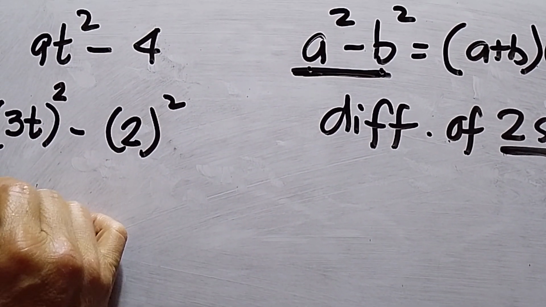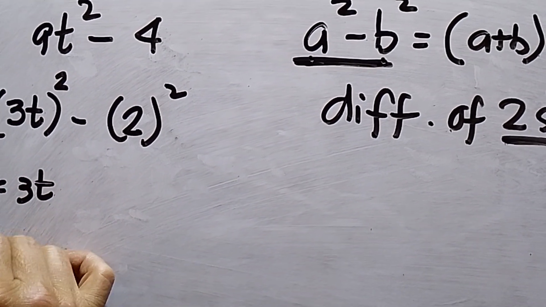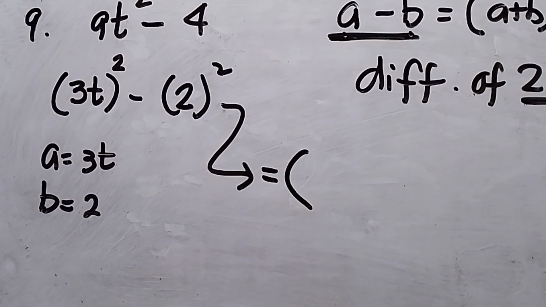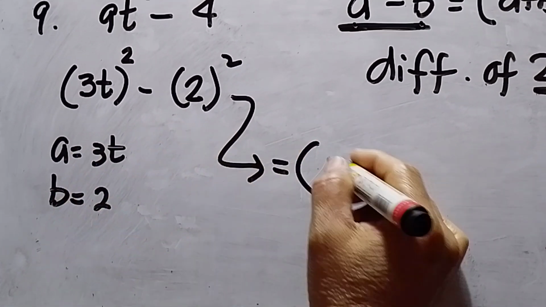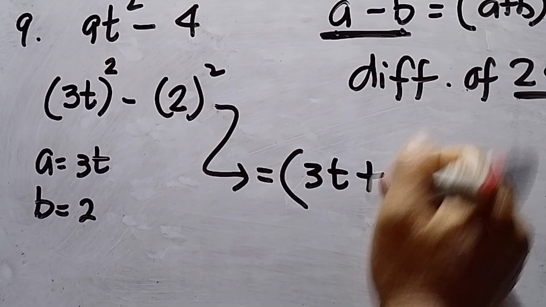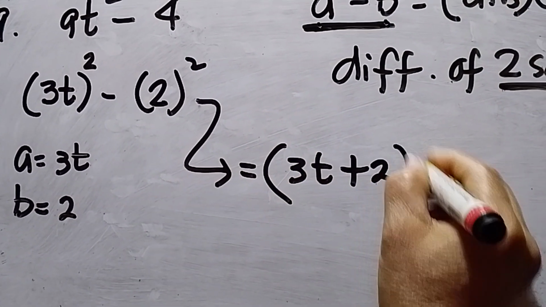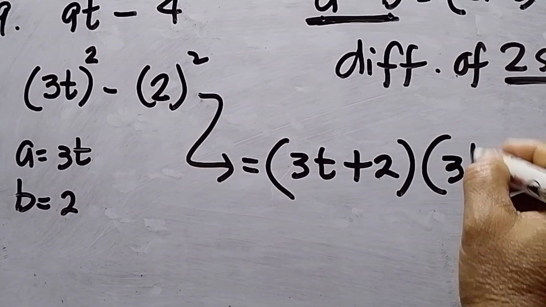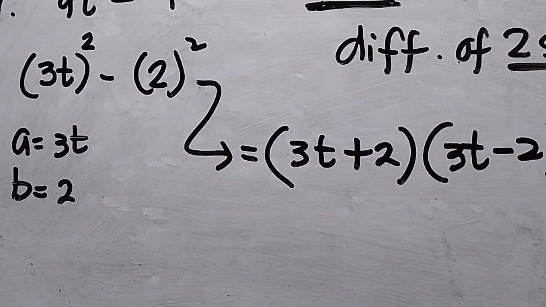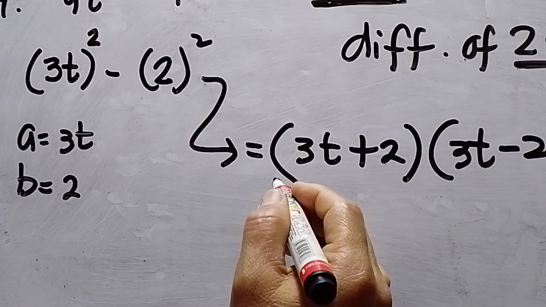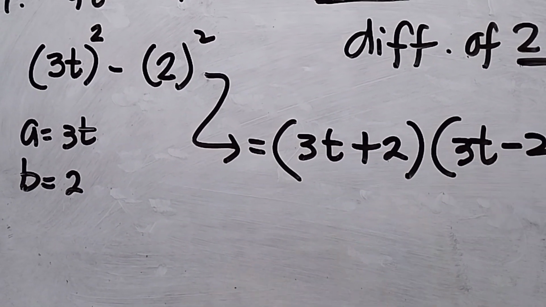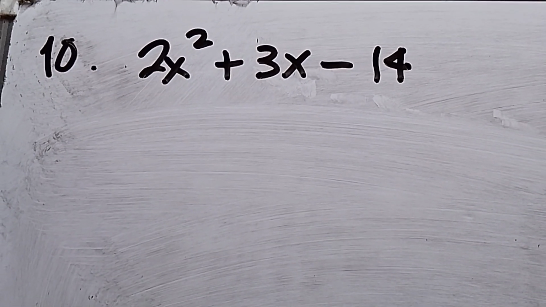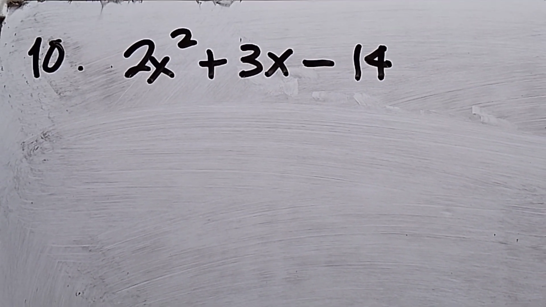So my a is 3t and then b is 2. So using the formula a plus b, my a is 3t, then plus, because addition, plus 2. Then the second factor will be 3t minus 2. So the factors for number 9 are 3t plus 2 times 3t minus 2. Then number 10 example, 2x squared plus 3x minus 14.